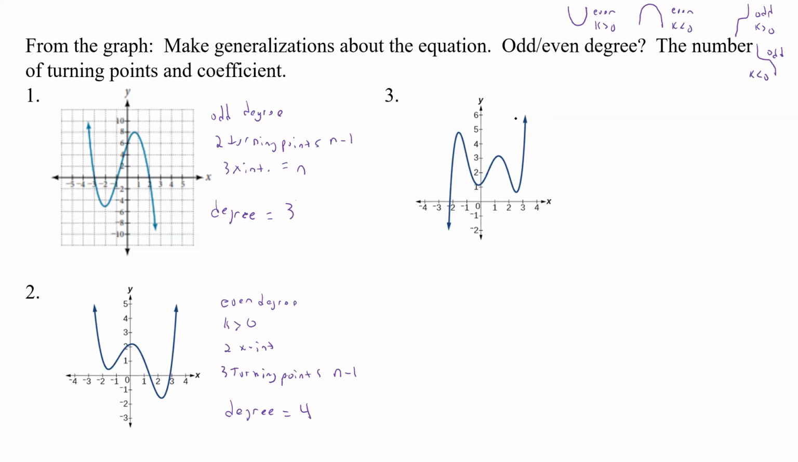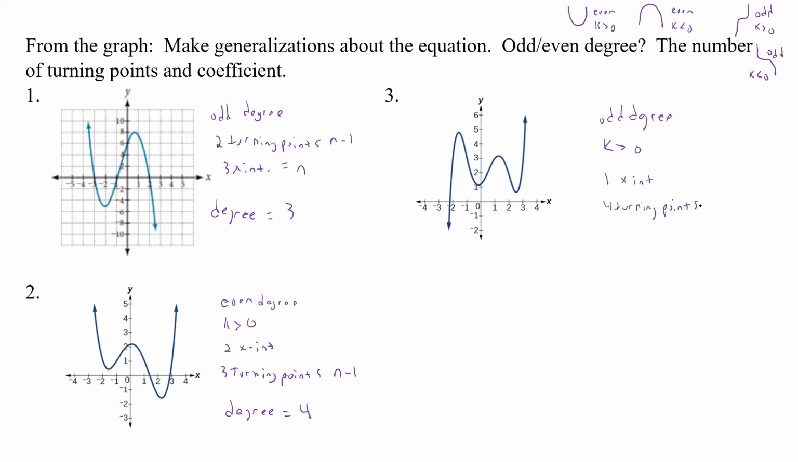All right, what about this one? Well, here we're going up on the right and down on the left. So that looks to be the odd, k greater than 0. So it's going to be odd degree when we get done, and k is greater than 0. Now here we just have one x-intercept. Okay. Well, how many turning points do we have? We have one turning point there, one there, one there, one there. So we have 1, 2, 3, 4 turning points.